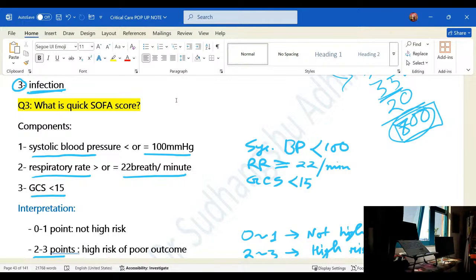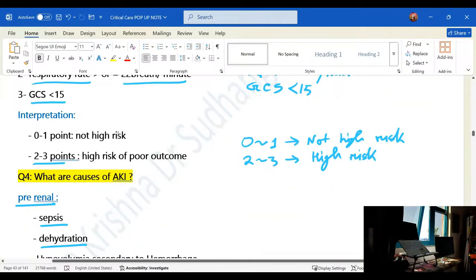There was altered mental status, but here they gave Glasgow Coma score. Remember? Last night when we studied pathology, it was written altered mentation. Here they give the same thing. Systolic blood pressure less than 100 millimeter of mercury, respiratory rate 22 breaths per minute, and Glasgow Coma score less than 15 or altered mental status. In interpretation, 0 to 1 point is not high risk. 2 to 3, high risk and poor outcome.